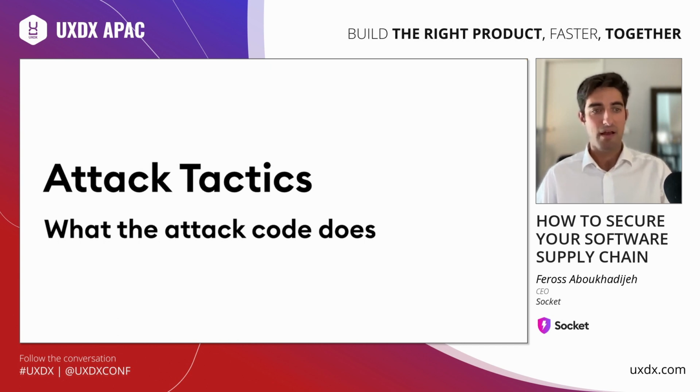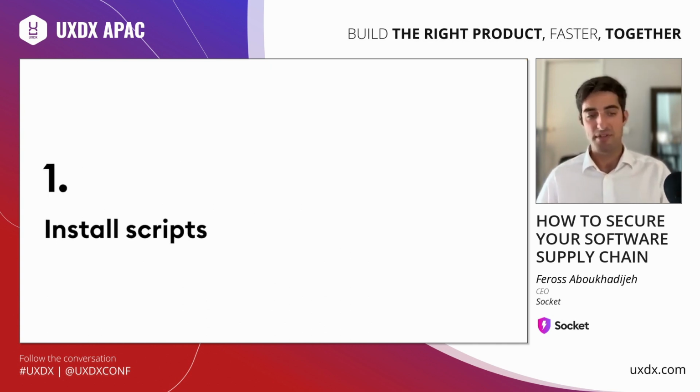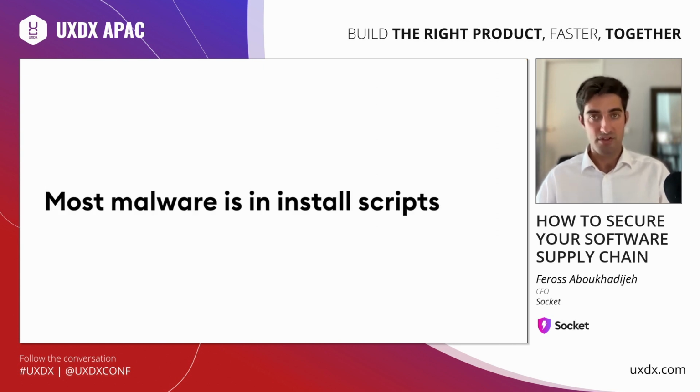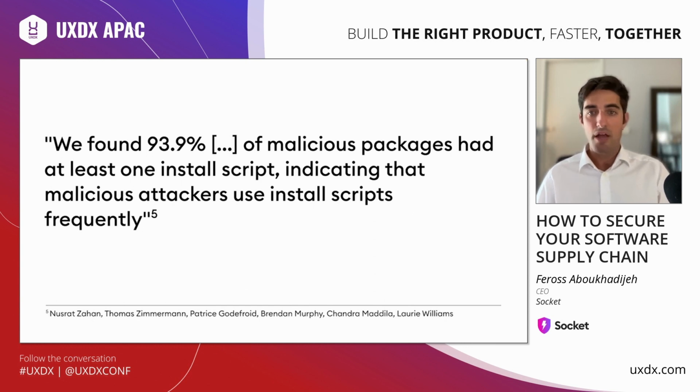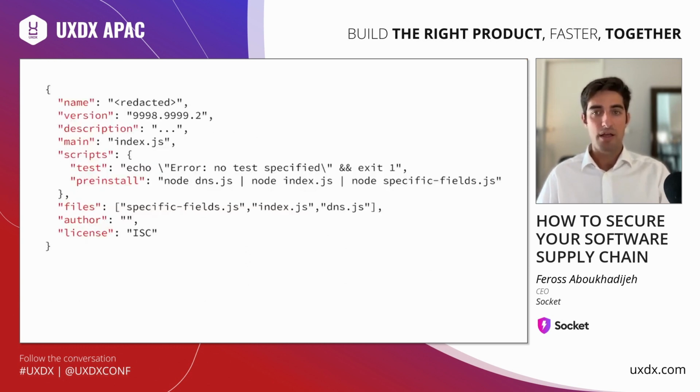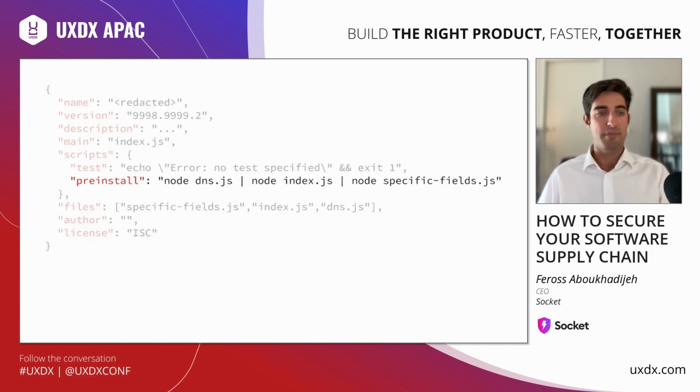All right, so now let's talk about tactics. So what does the attack code do? Once this code's running on your machine, what's it actually going to do? The most common thing by far is install scripts. Most malware is in an install script. This is because if you're an attacker, why wouldn't you want your code to run automatically the moment that the user installs the package? A 2022 paper found almost 94% of malicious packages had at least one install script. And unfortunately, install scripts have legitimate uses, so it's not an easy solution to just disable them. We've seen many examples of this already, but this single line here is enough to cause malware to automatically execute.